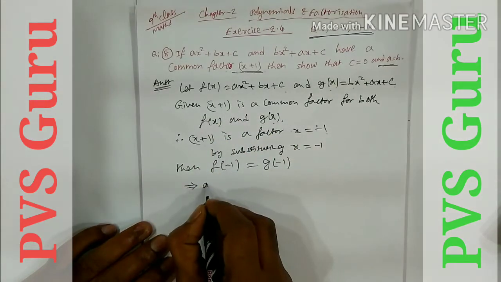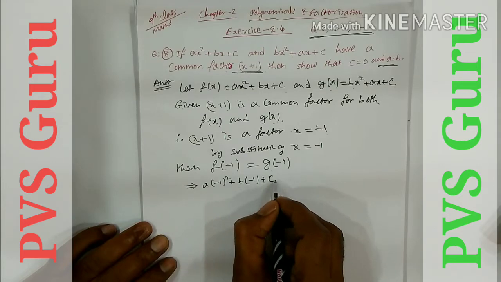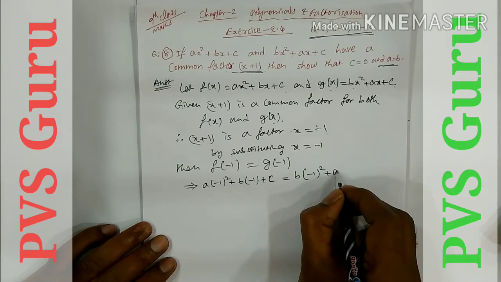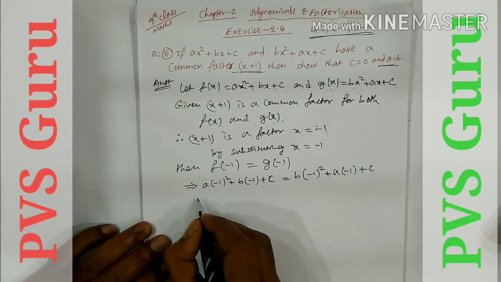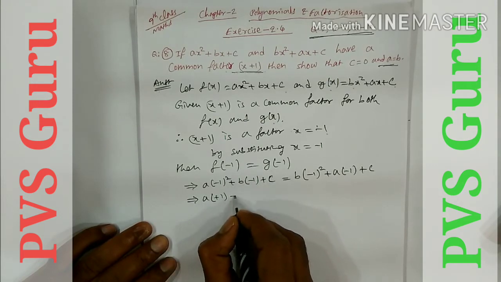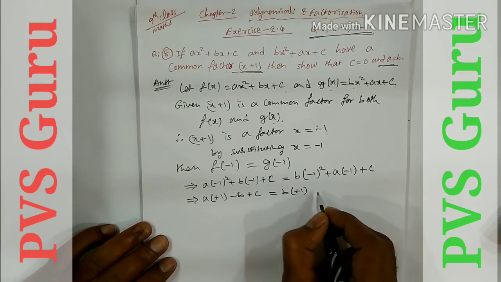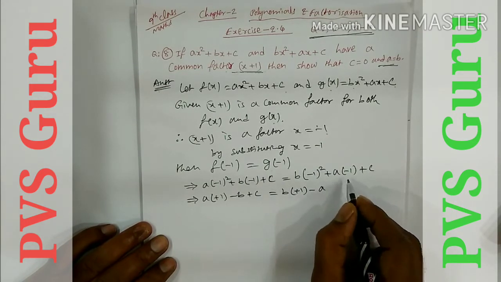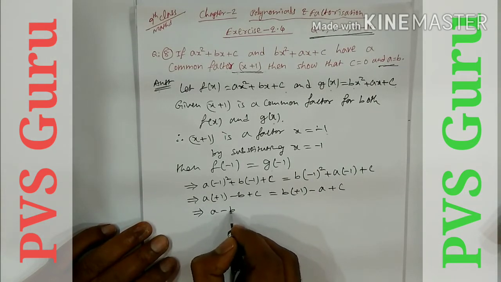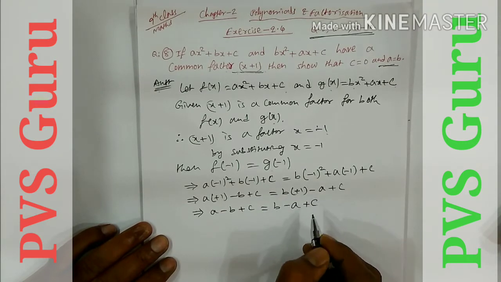Here I am taking first a into minus 1 square, plus b into minus 1, plus c, is equal to g of minus 1, that is b into minus 1 square plus a into minus 1 plus c. A into minus 1 square is plus a, plus into minus is minus b, plus c, is equal to b into minus 1 square is plus b, plus into minus is minus a, plus c. This is a minus b plus c is equal to b minus a plus c.